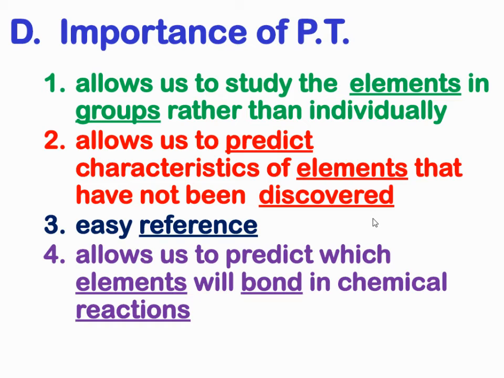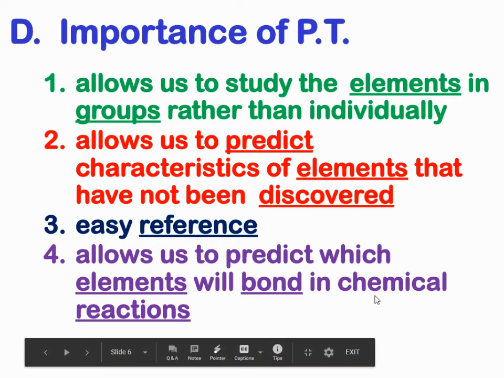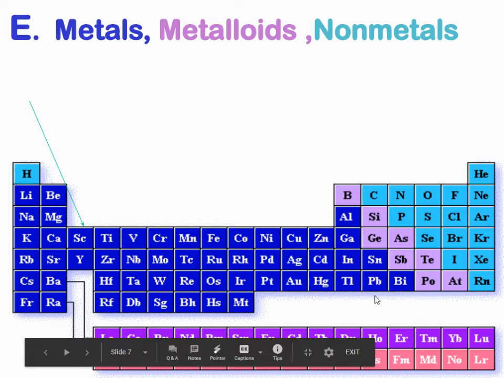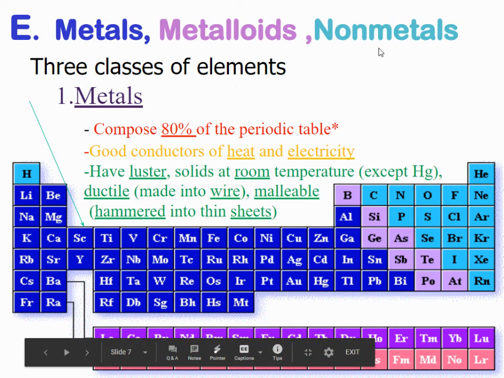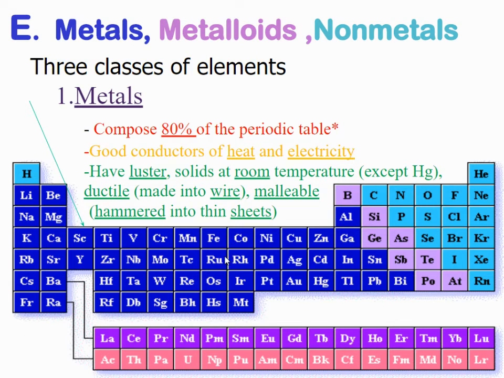It also allows you to predict which elements will bond with each other in chemical reactions. So this includes 3 different types that we look at. So we have nonmetals, metals, and metalloids. So metals are about 80% of our periodic table. They are good conductors of heat and electricity. They have luster, solids at room temperature, except for mercury. Mercury is the only liquid metal. Ductile, so they can be made into wire or hammered into sheets. That is a characteristic of a metal.